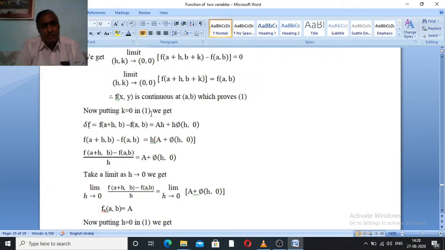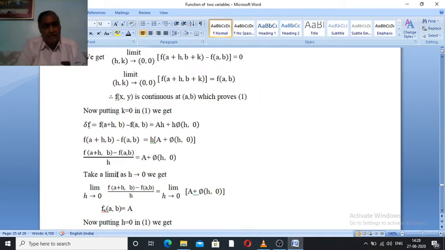Now putting k is equal to 0 in equation 1, we get del f is equal to f of a plus h, b minus f of a, b is equal to ah plus h phi h0. f of a plus h, b minus f of a, b is equal to, here h is common on the right hand side, h into a plus phi h0, bracket complete. f of a plus h, b minus f of a, b upon h, here h's get cancelled, a plus phi h0.